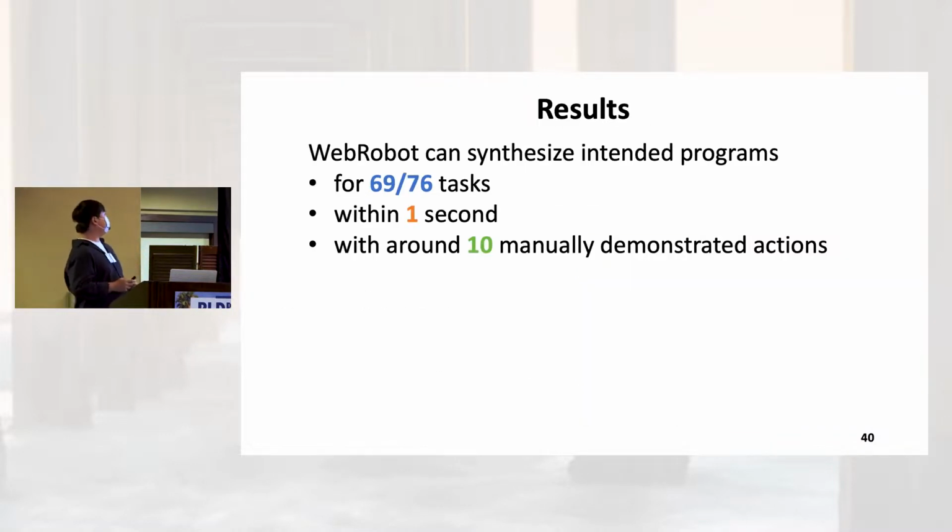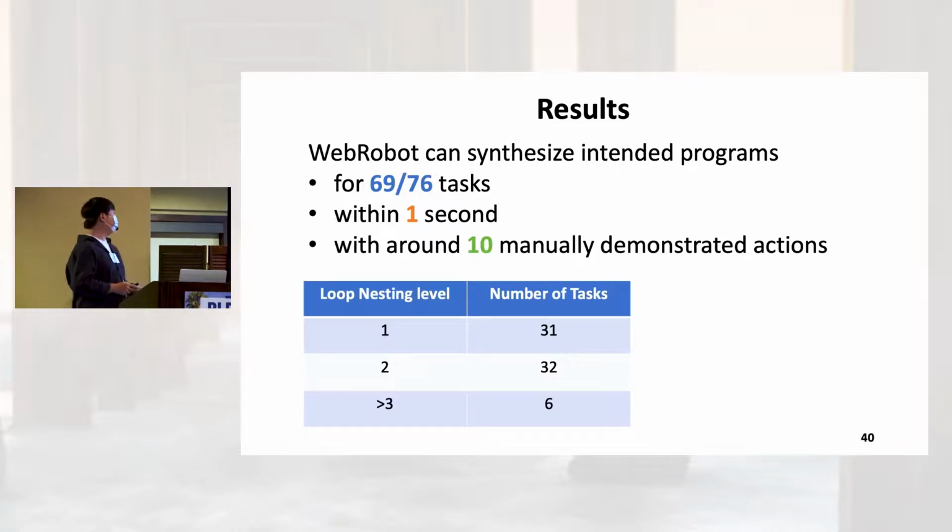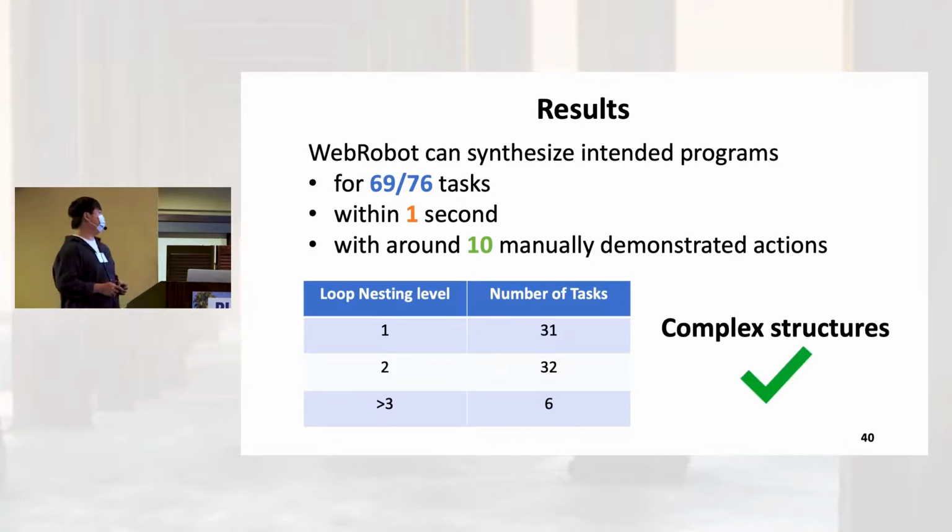And our result shows that WebRobot can successfully generate the intended program for 69 of 76 tasks, and the synthesis time is within 1 second. And also, the user can get the intended program within 10 manually demonstrated actions. As for the program structure, we are able to generate a doubly nested for loop for 32 of these tasks, and loops with more than 3 nesting levels for 6 of these tasks, which means that WebRobot can deal with complex structures very easily and faster.